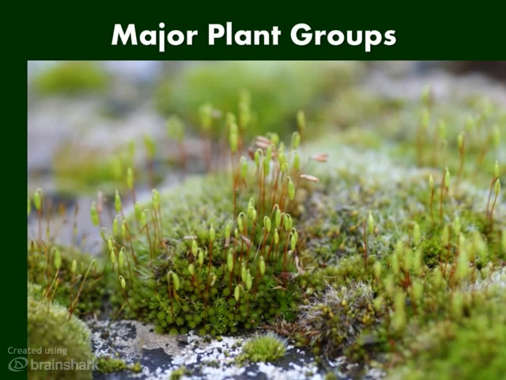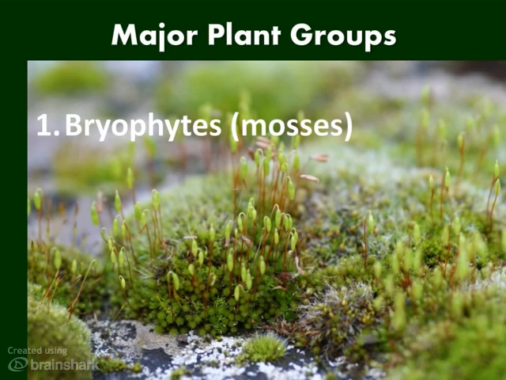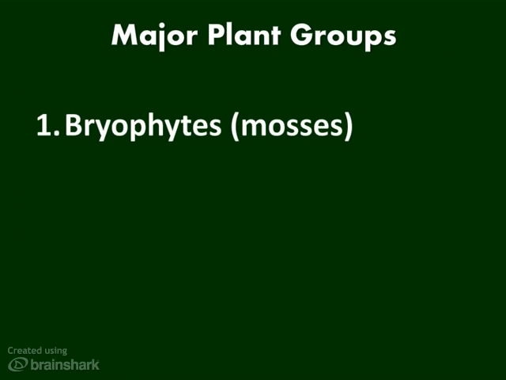When botanists look at plants, they divide plants into four major groups. And here are the four major groups that we're going to talk about in this unit. The following sets of notes are arranged in this order. First is the bryophytes. This includes mosses, as well as hornworts and liverworts. And we'll talk more about those coming up.